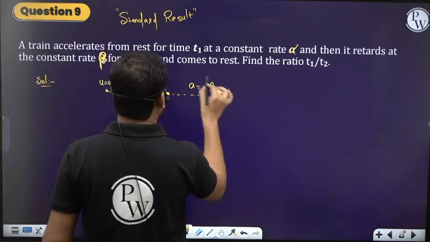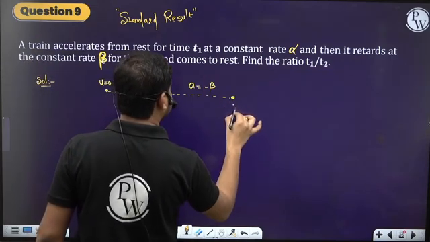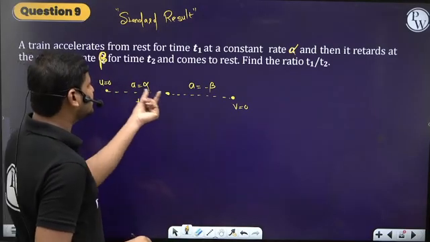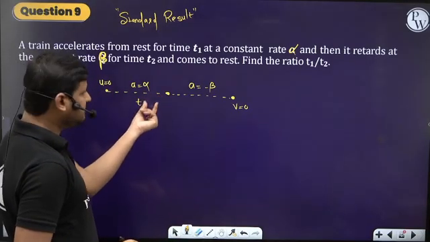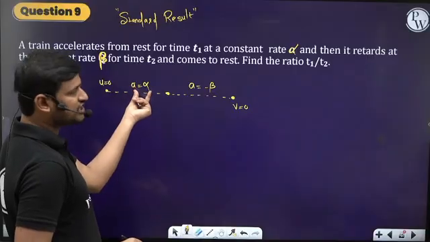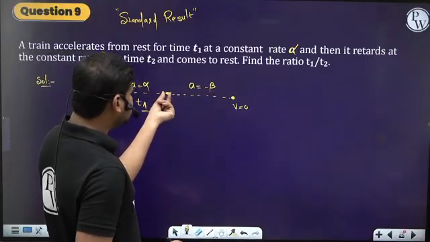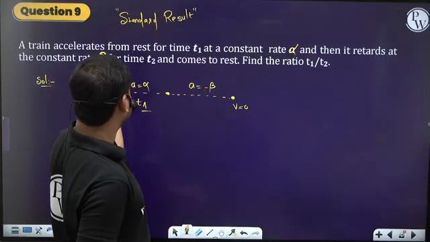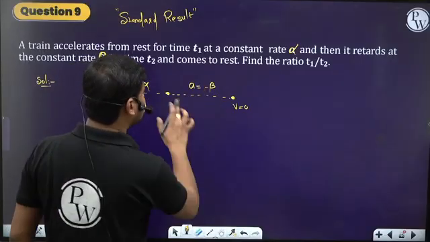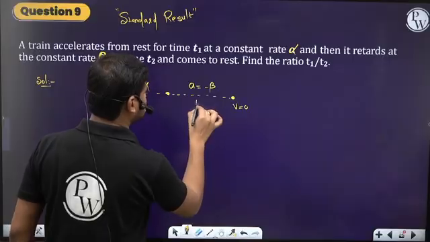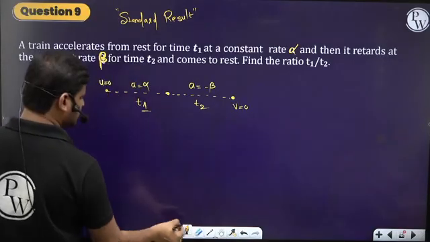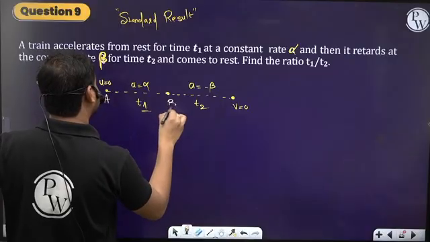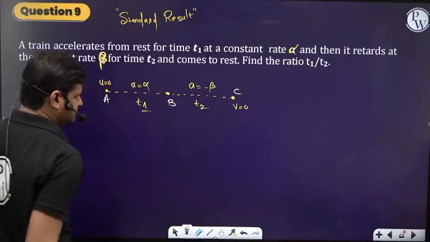Then it comes to rest, so finally its velocity has become 0. Its initial velocity is 0. Then it accelerates for t1 time with an acceleration alpha. Then from that point it retards. Retards means negative acceleration, so a is equal to minus beta, and again it comes to rest. This time is t2. Now let me consider this point is A, this point is B, this point is C.